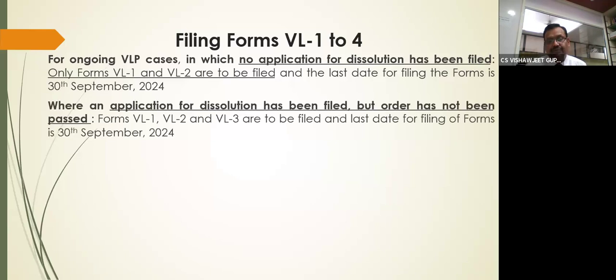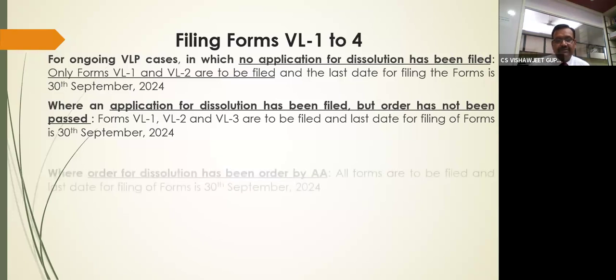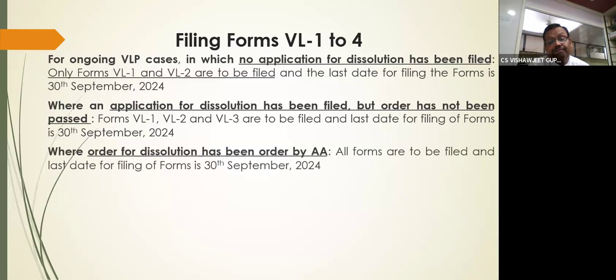The last date for filing form VL2 is 30th September 2024. Where an application for dissolution has been filed, but the order has not been passed by NCLT, meaning the proceedings are still going on with NCLT, then forms VL1, VL2, and VL3 are required to be filed, and the last date for filing these forms is 30th September 2024. Now, where the order of dissolution has been passed by the adjudicating authority, NCLT, then all forms VL1, 2, 3, and 4 are required to be filed, and the last date for filing these forms is 30th September 2024. So the last date is 30th September 2024 for all cases. You will have to file these forms by 30th September 2024.